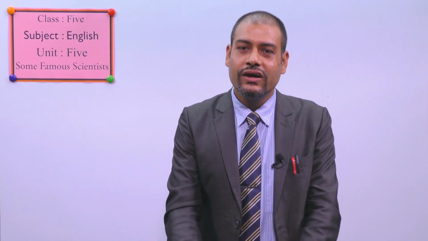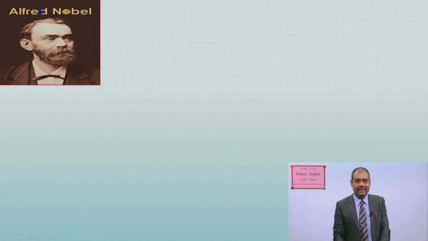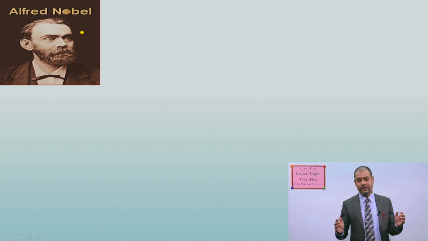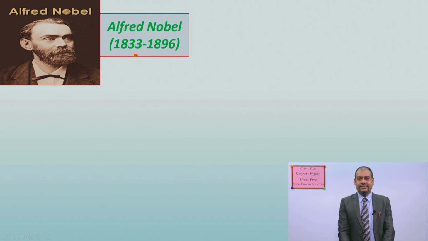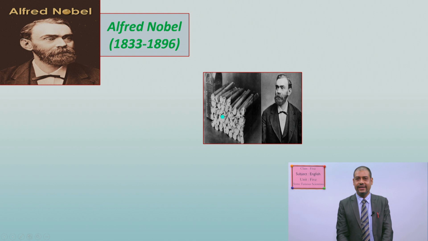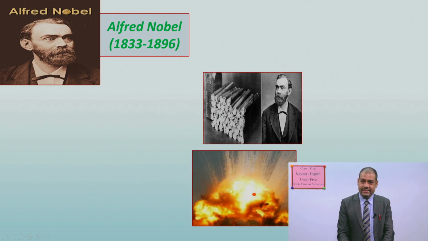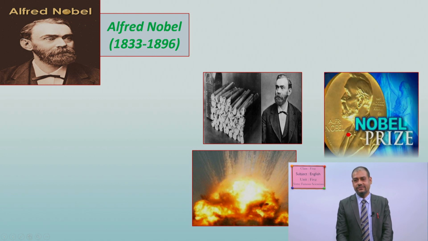Very good. Now I am going to talk about one more scientist today. So can you guess who he is? Yes, I have already shown you the picture. He is Alfred Nobel. See, he was born in 1833 AD and he died in 1896 AD. Okay. What did he invent? You can guess. Look at the picture and try to guess. We'll discuss later on in the text, all right? What is this? And again, what is this?